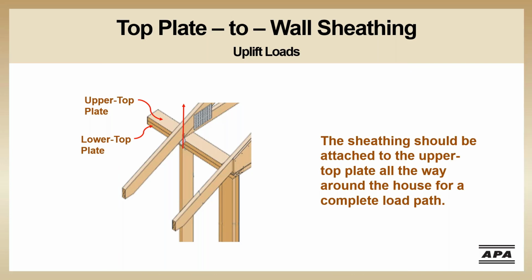Because the uplift load is being transferred from the roof at the roof framing location, the wall sheathing needs to attach to the upper top plate at all locations around the house. Wherever there is a roof framing member, there will be an uplift load. A connection between the sheathing and the upper top plate is critical to a strong load path for the uplift load around the entire perimeter of the house. After the uplift load is moved into the wall sheathing, it is carried down to the level below through the wall system, which is a combination of the studs and wall sheathing.